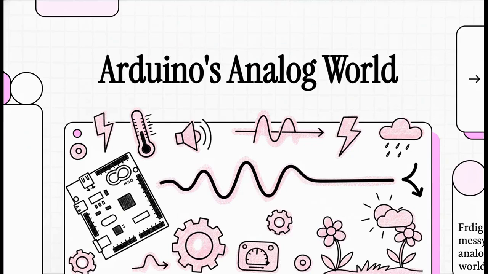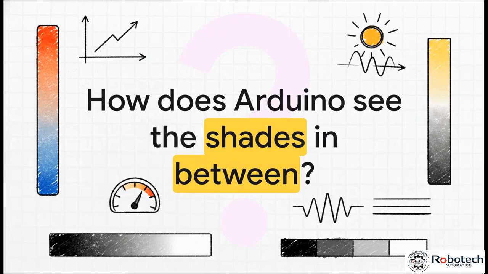Welcome. Today, we're going to demystify something that's absolutely key for any Arduino project: how this little digital brain can actually sense and interact with the real, messy analog world all around us. So let's start with a really big question. Think about it. Our environment is full of gradients, right? Light gets dimmer, temperatures rise and fall, sounds get louder and softer. It's not just a series of ones and zeros.